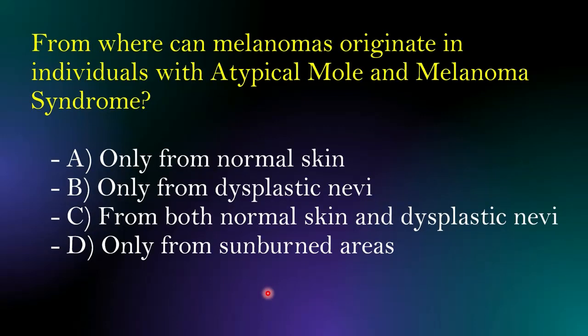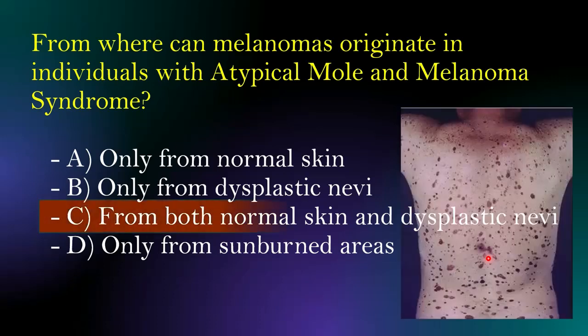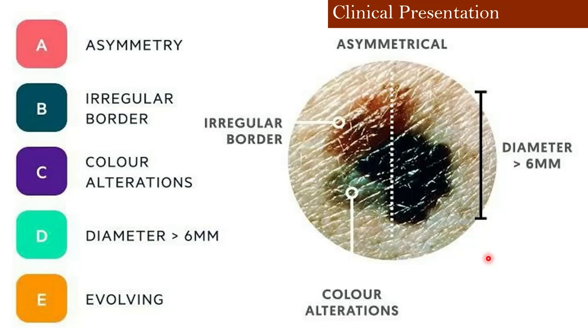From where can melanomas originate in individuals with atypical mole melanoma syndrome? In case of a normal mole, there is an increased chance for melanoma, whereas from normal skin there will not be any increased chance. But in case of atypical mole melanoma syndrome, there is increased chance both from the normal skin and from the dysplastic nevi. Answer is C. Now coming to the clinical presentation of melanoma.